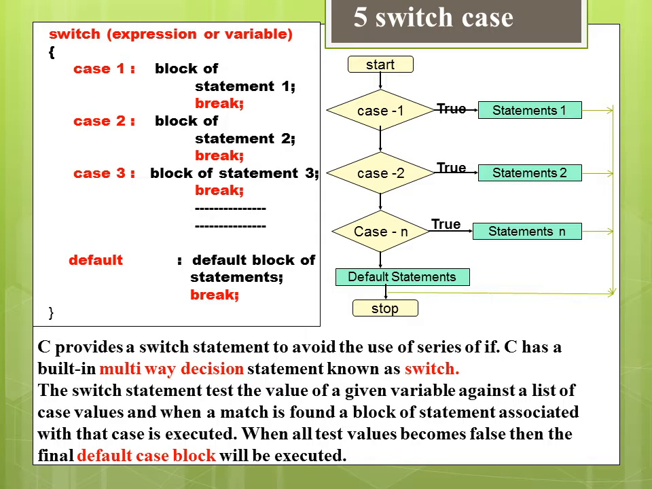In my fifth video, today I am explaining about the switch case statement. C provides a switch statement to avoid the use of a series of ifs. C has a built-in multi-way decision statement known as switch. The switch statement tests the value of a given variable against a list of case values, and when a match is found, the block of statements associated with that case is executed. When all test values become false, then the final default case block will be executed.